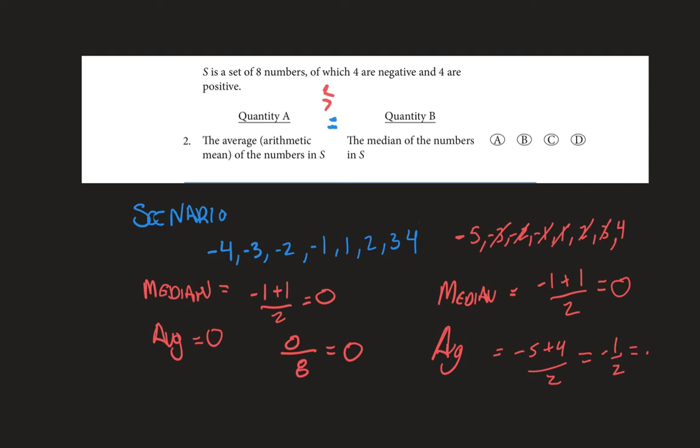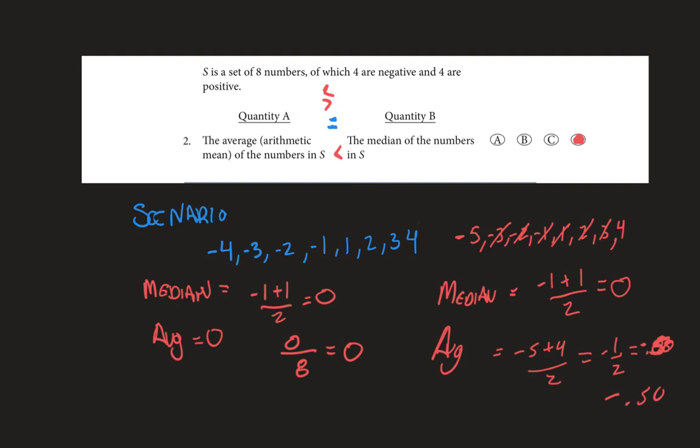Which equals -0.50. Sorry. In this scenario, I proved that the median is bigger than the average, because our average is negative, it's -0.50. Now, because that happens, we know that the answer is D.